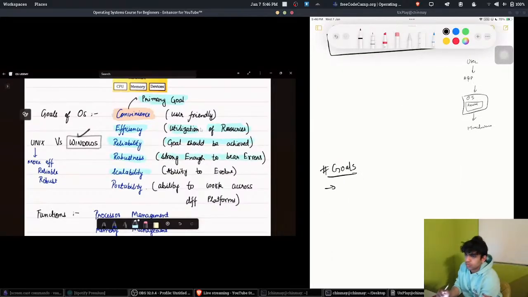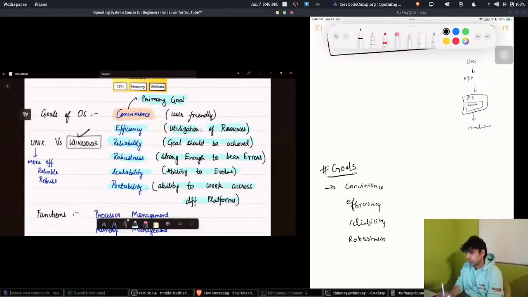Operating system should be scalable. It should have the ability to evolve. It should be portable, which means it should have the ability to work across different platforms. Let me give an example. A Windows operating system is more portable than a Mac operating system. Mac OS only works on Apple devices, whereas Windows can work on a number of devices like Samsung, Dell, etc.